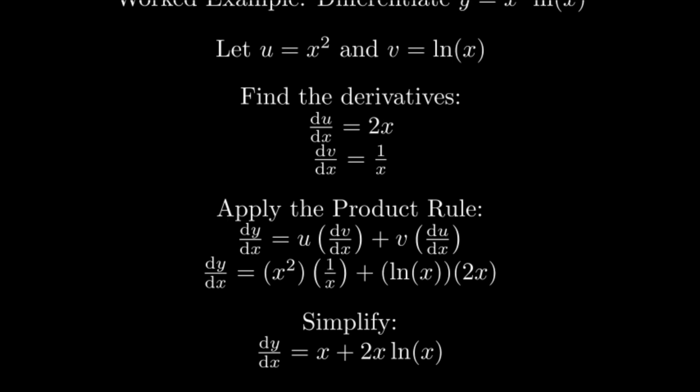So the final derivative is x plus 2x times the natural log of x. And that's how you apply the product rule. Things get really interesting when we have to combine our new rules. Let's tackle a problem where we need to use both the product rule and the chain rule. Our objective is to see how these rules can work together.